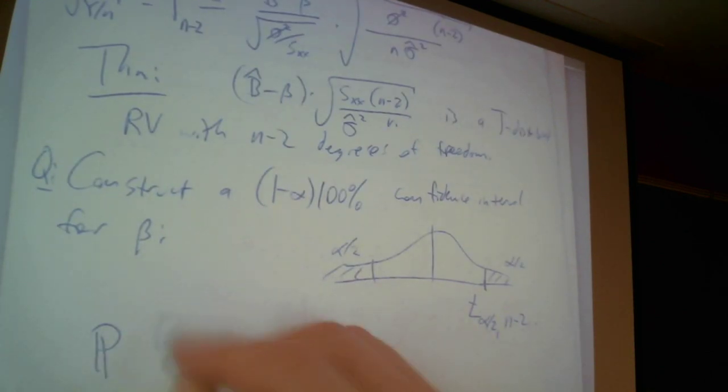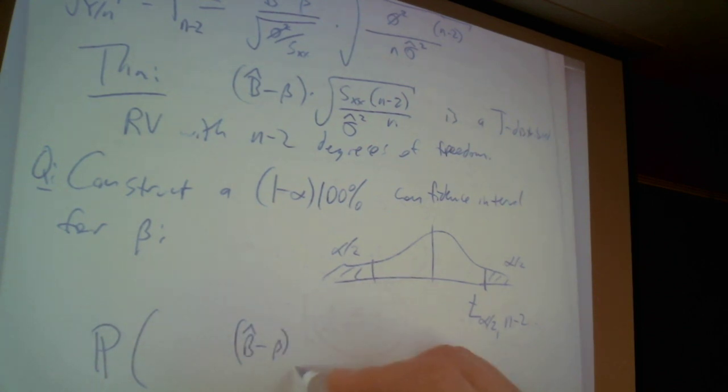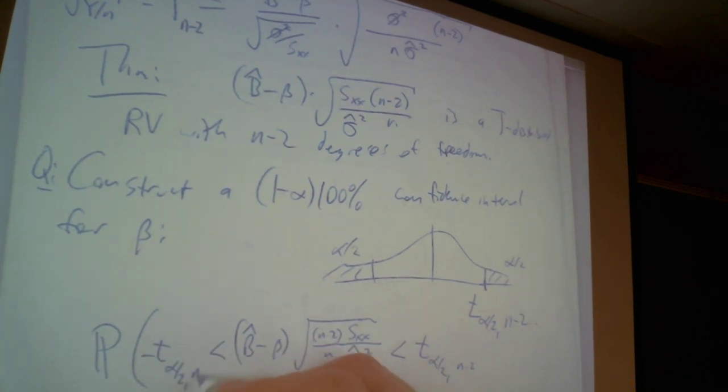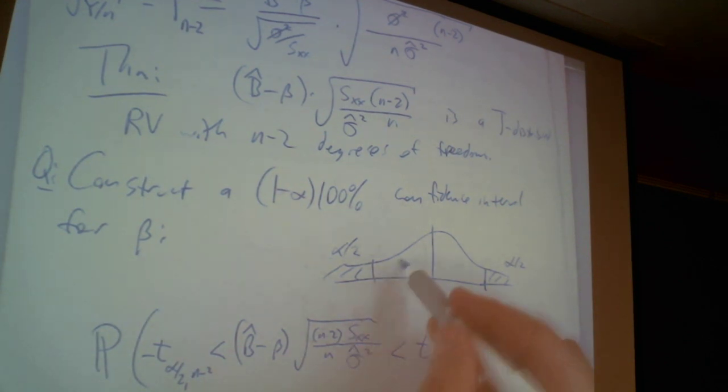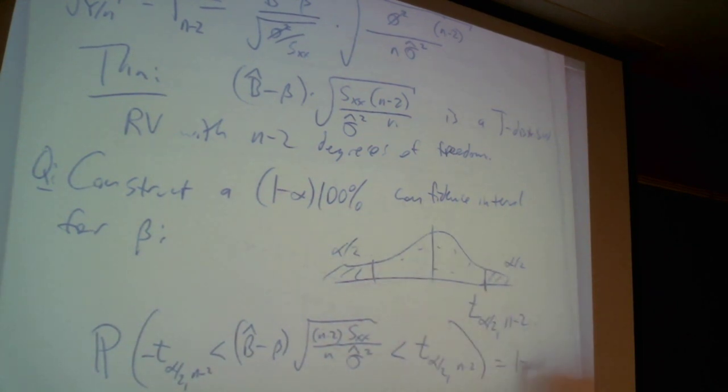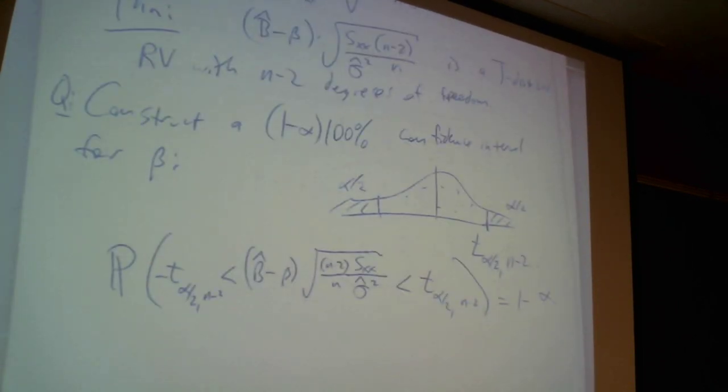So the probability that this thing, (beta hat minus beta) times the square root of (n minus 2) over n sxx over sigma hat squared, lies between negative t alpha over 2, n minus 2 and t alpha over 2, n minus 2. The probability of this event is that we're in the bulk, 1 minus alpha. That's our 1 minus alpha confidence interval.